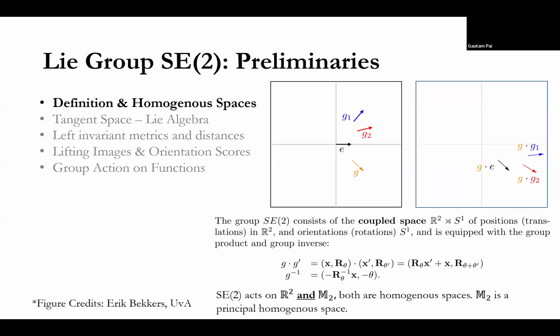I'd like to mention that SE2 acts both on R2, which is just the space of positions, as well as M2, which is a term I'm going to use for the space of positions and orientations. Both of them are homogeneous spaces, but M2 is a principal homogeneous space. What I mean by that is that given any two positions and orientations, there is a unique group element that takes you from one position and orientation to the other.